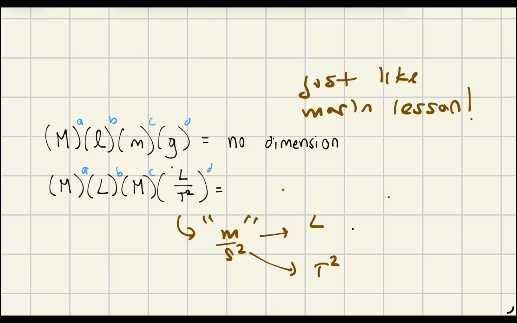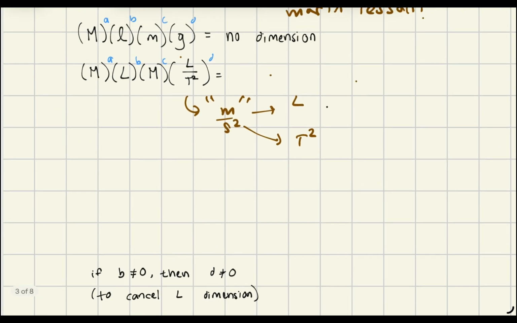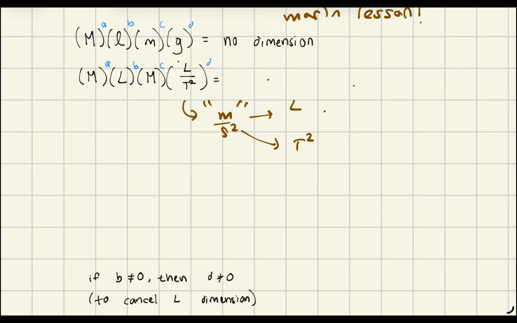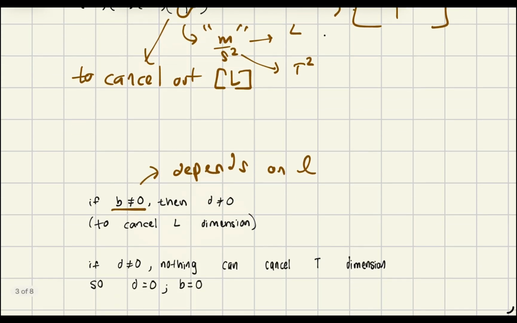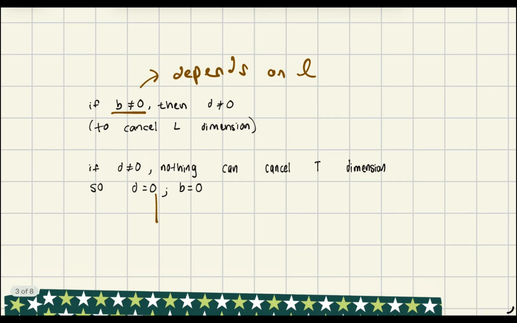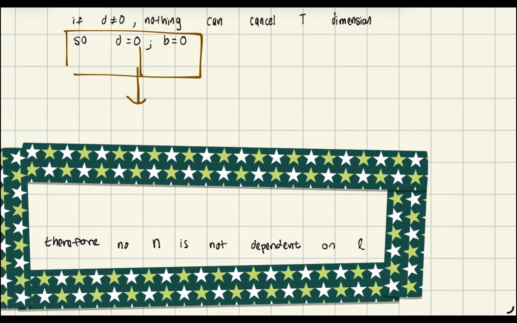So for L, we have two cases. Either it depends on L or it doesn't. We can also think of this as either b equals 0 or b doesn't equal 0. In the case that it does depend on L, which means that b doesn't equal 0, we also have to make sure it follows a constraint that n has no dimension. This means that d also must not equal 0, so that it can cancel out b. However, you see that if d is not equal to 0, that means that there is also some t squared. However, there is no other dimension that can cancel out the t squared, so if n has no dimension, this means that d must equal 0. That also means that b must equal 0. Therefore, there is no dependence on L for n.